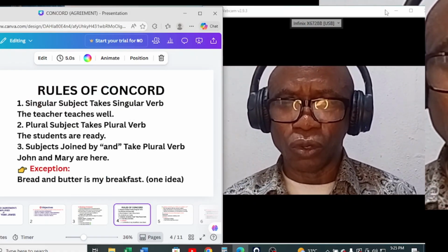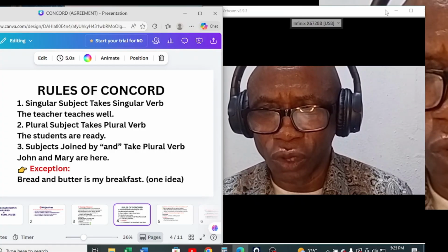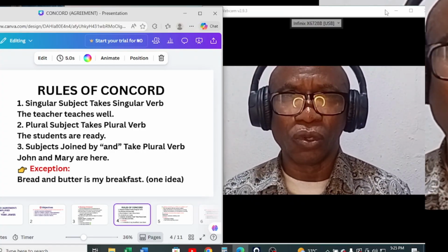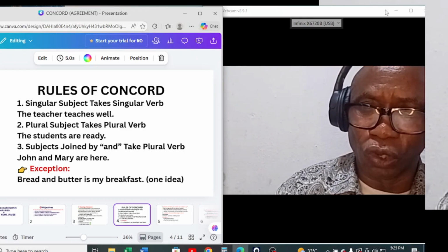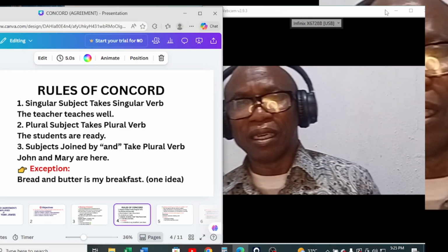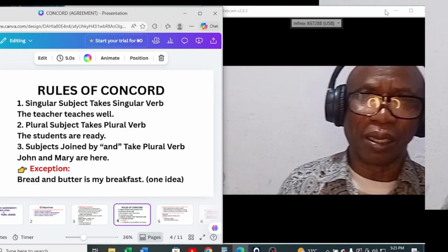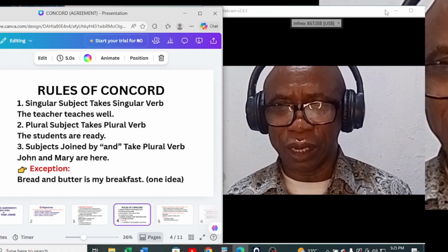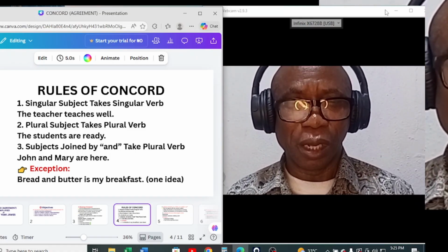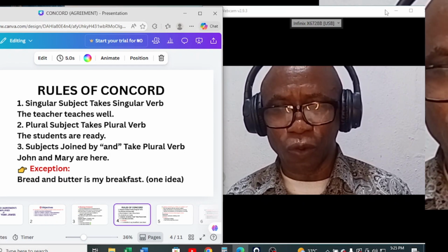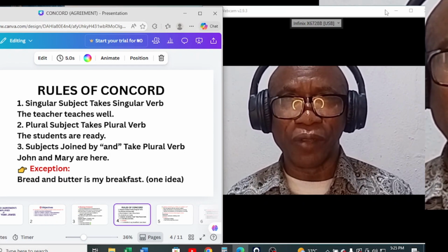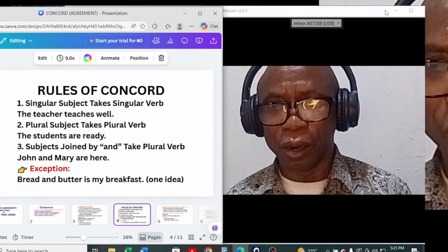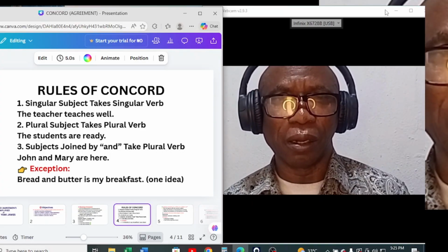Let's look at the rules of Concord. The rules of Concord are the rules of agreement. What do we mean by rules of Concord? These are the instances of agreement that the English language expects of every student. That's why we call it rules. In all this use of words, a student of English must be able to apply the rules of agreement.